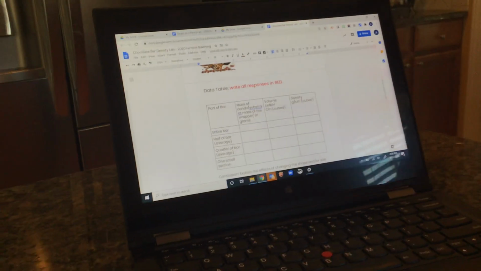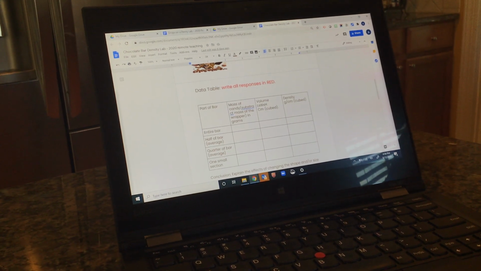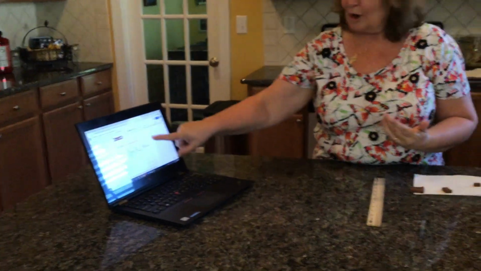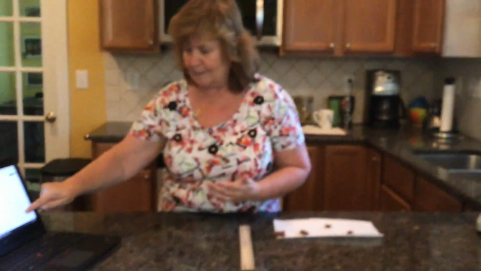Once we have all our calculations and you've done your density, you should start to notice a pattern. Something should be going off in your head. What did you notice? Did the density change? No, it didn't change. You should have the same exact number running down this column for your density. I'm not going to tell you what that number is because I want you to figure it out, and when we're in class together we can talk about it.